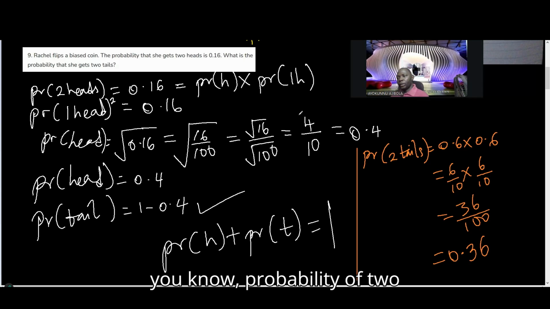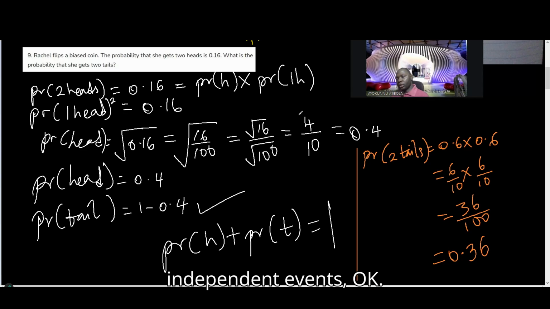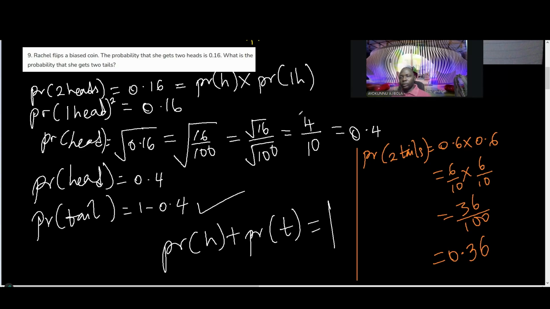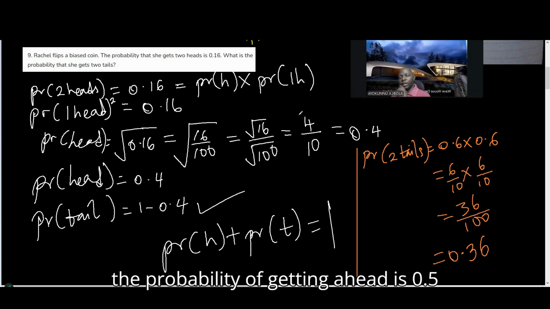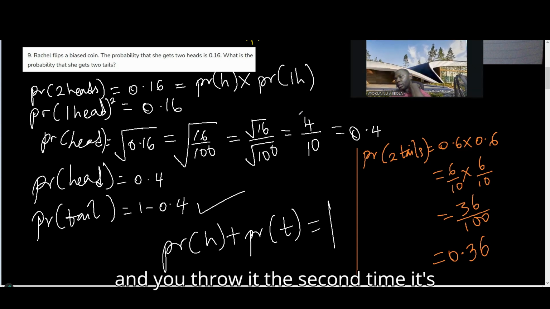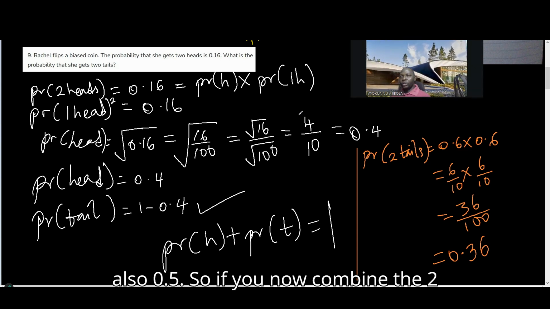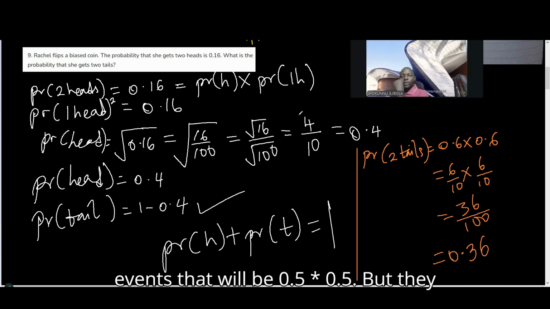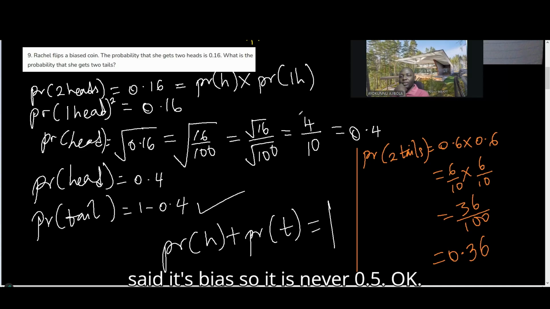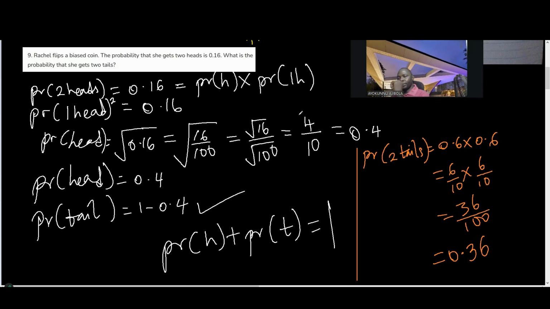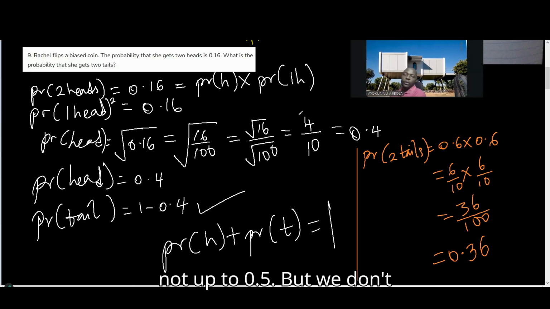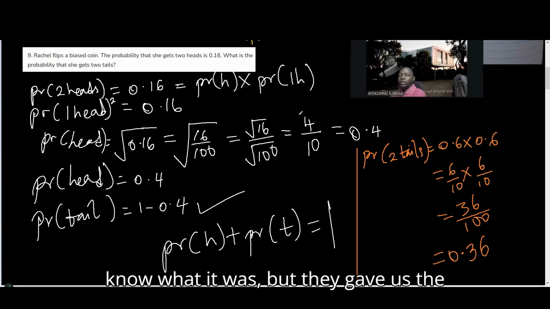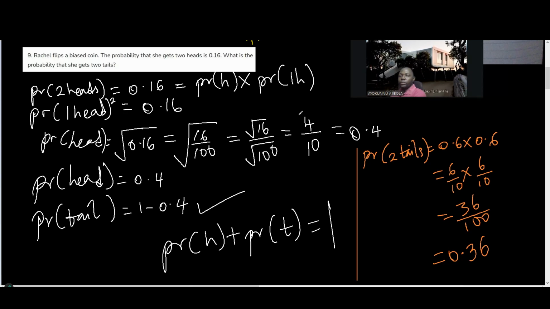Yes. Probability of two independent events, okay? The first time you throw it, the probability of getting a head is 0.5, and the second time you throw it, it's also 0.5. So if you combine the two events, that will be 0.5 times 0.5. But they said it's biased, so it's never 0.5. So the probability of getting a head is not 0.5, but we don't know what it was. But they gave us the probability of getting two heads to be what?